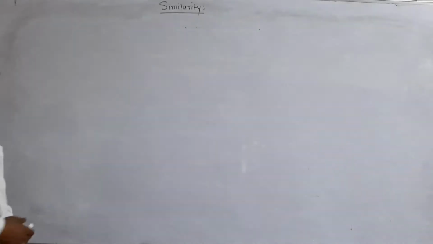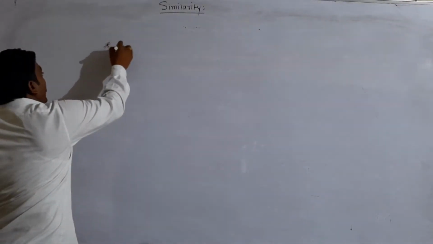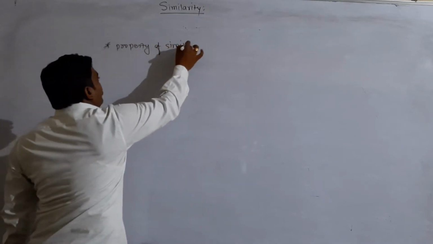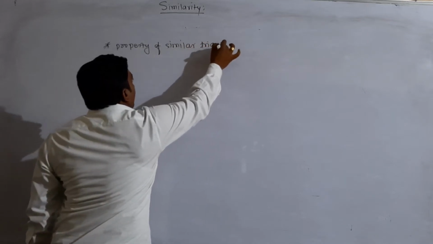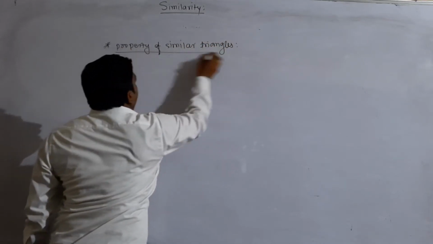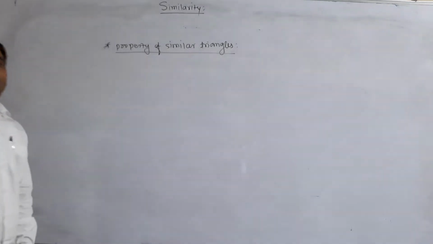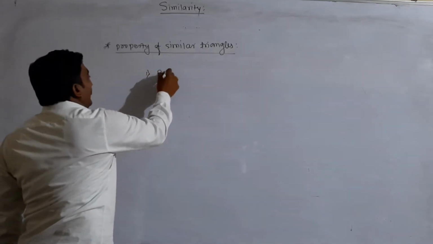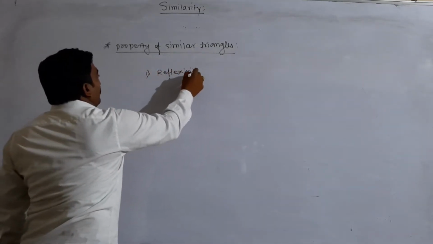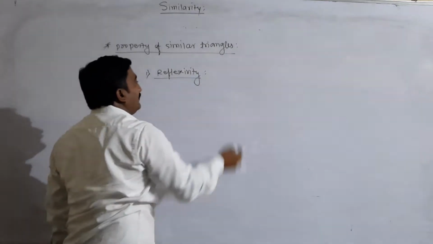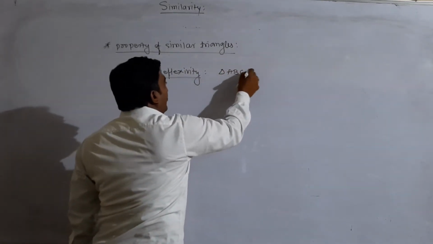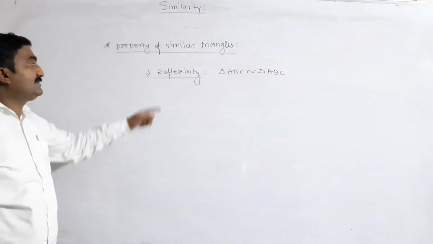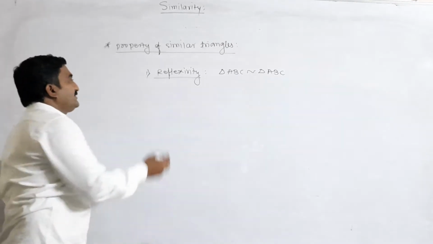So, properties of similar triangles. Next point we have to study: properties of similar triangles. There are three properties for similar triangles. First is reflexivity. Reflexivity means each and every triangle is similar to itself.